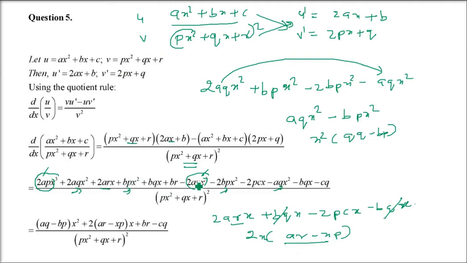What about the constant term? You have br and cq. So br minus cq. This is your constant term. Denominator, it's just the denominator squared: (px² plus qx plus r) whole squared.